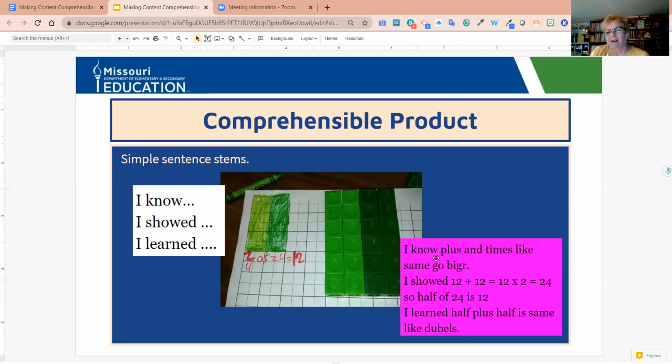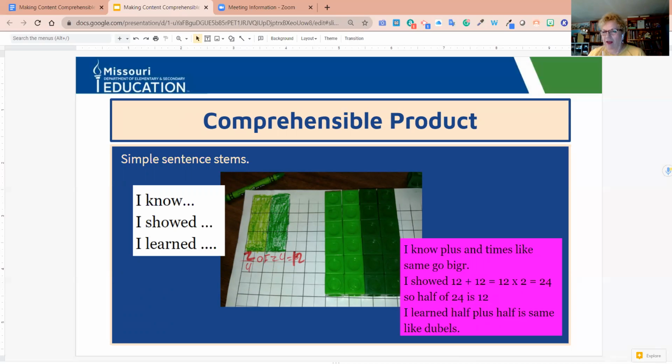I know plus and times are like the same. They go bigger, they get bigger. I showed 12 plus 12 is the same or equals 12 times 2, which is 24. So half of 24 is 12. And I learned that half plus half is the same like doubles.